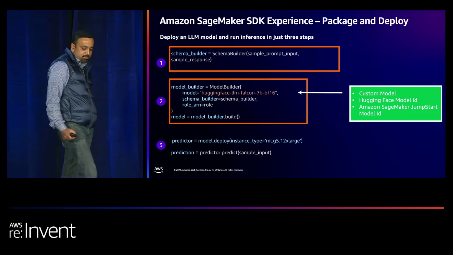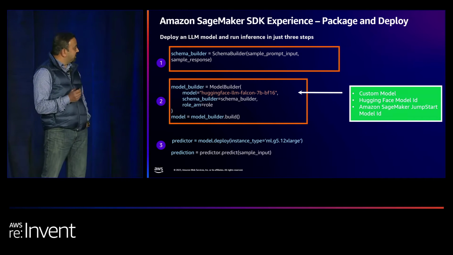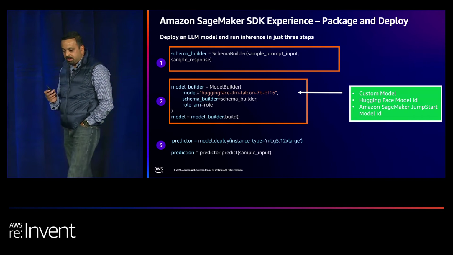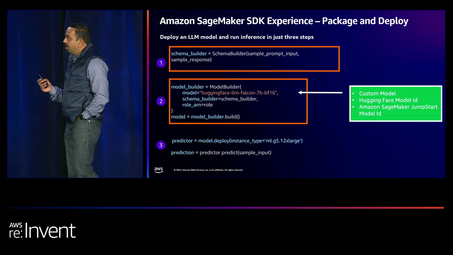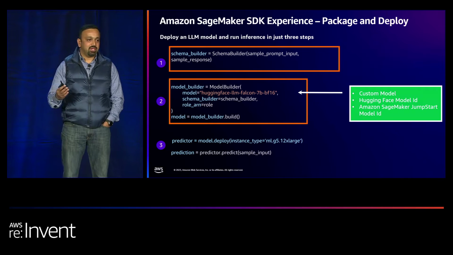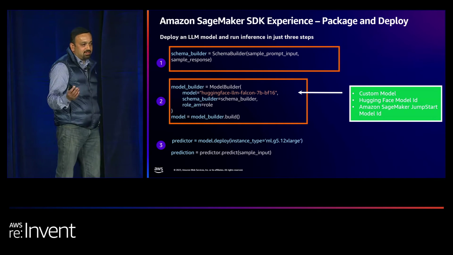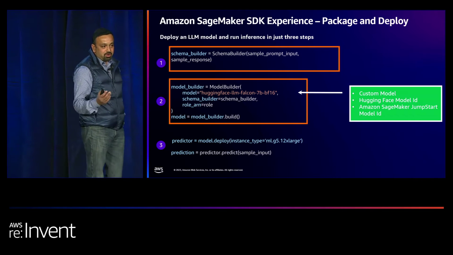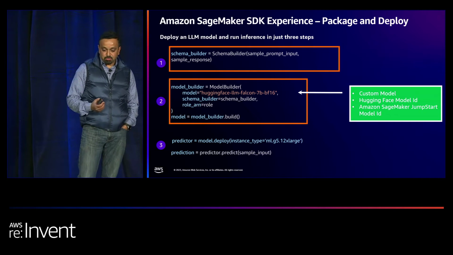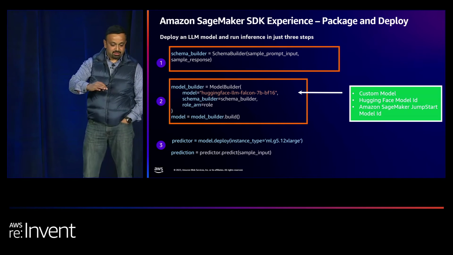And the second step is to leverage the model builder class. You can see you can specify the model. Here, you can specify a location of your custom model. Let's say you built a model. This can be a tabular model or a classic model using XGBoost or scikit-learn or what have you. It can also be a LLM model. If you're using your custom model, put that on S3, reference the path here.